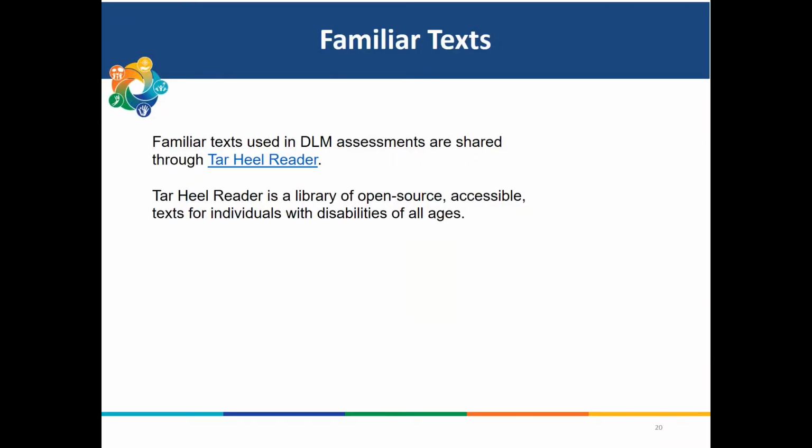So I want to shift focus for a little bit to the familiar text. The familiar text in the DLM assessments are shared through Tar Heel Reader. And Tar Heel Reader is a library of open source accessible texts for individuals with disabilities of all ages. DLM shares the text that they use in their alternate assessment on Tar Heel Reader. So teachers can use this text in their classroom instruction. And that also helps the student be familiar with the text when it's time for the assessment.